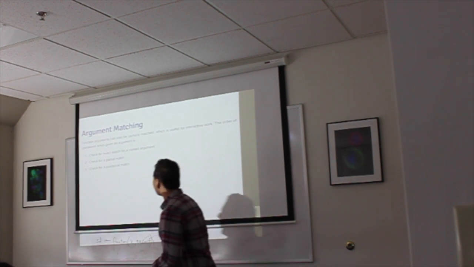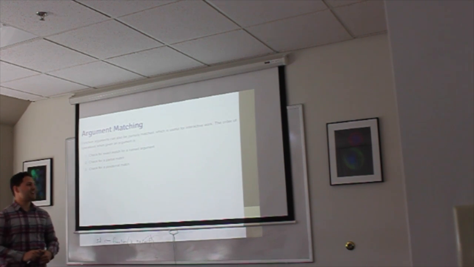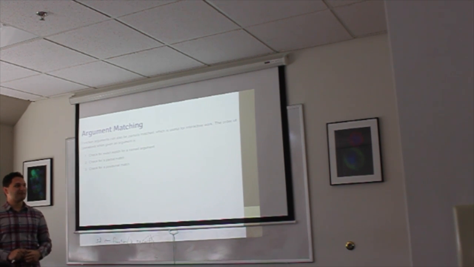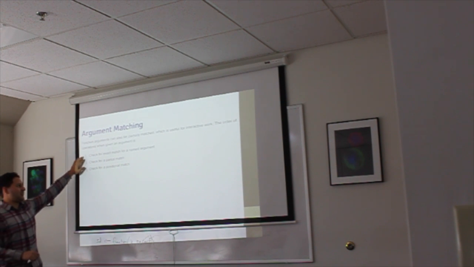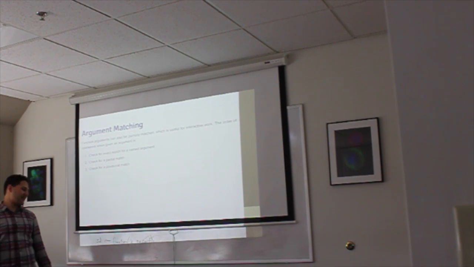A lot of slides on this. All right. So function arguments can also be partially matched, right? Which is useful sometimes. So basically, this is kind of like the 3 steps that R takes to try to match your arguments to the ones that are defined in a function. First, it'll check for an exact match of your argument to any of the arguments that are in the definition. Then it'll check for a partial match. Notably, this has to be a unique partial match.